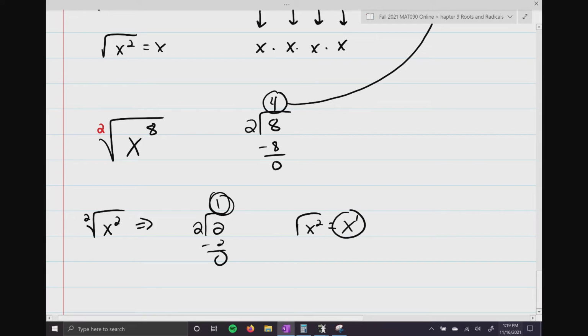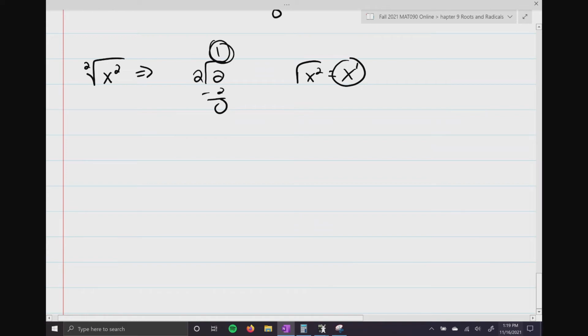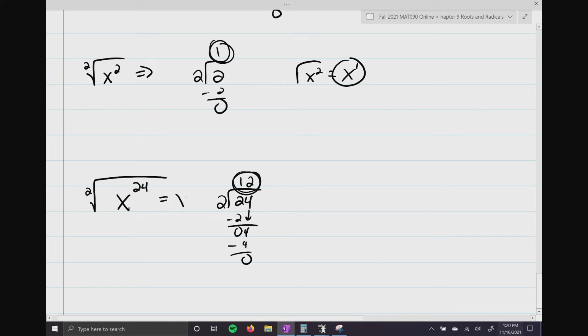If I expanded this problem to x to the 24th, well, I don't want to sit here and write all these x squareds. All I'm going to do is understand that my index and my exponent underneath the radical, I'm just going to divide them. 2 goes into 2 once. Drop down the 4. 2 goes into 4 twice. This number right here is going to be the number of x's on the outside. I just write it as the exponent. So the square root of x to the 24th is x to the 12th power.